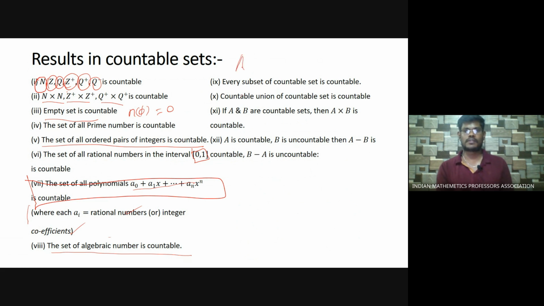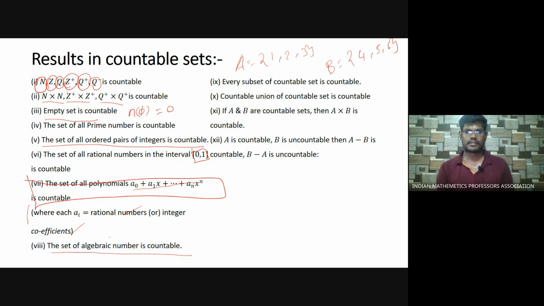For example, we have {1, 2, 3}. This is a basic example. The subsets number 2 to the power 3, so we have 8. The tenth one: a countable union of countable sets is countable. For example, A is {1, 2, 3} and B is {4, 5, 6}. If we find A union B, we have 6 elements in total, and that is also countable.